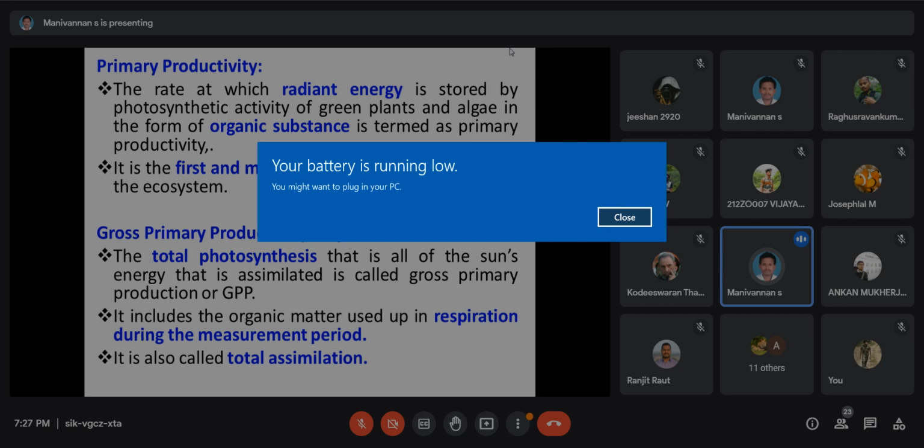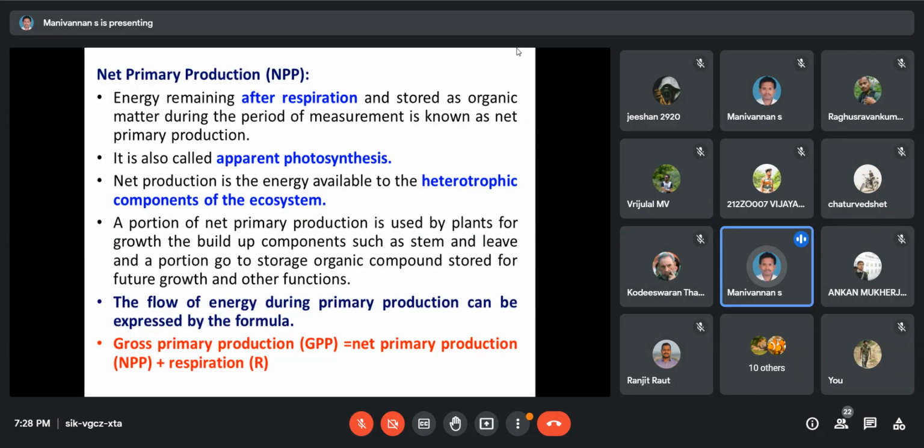Look here, I will explain. What is the net primary productivity? The energy remaining after respiration, stored as organic matter during the period of measurement, is known as the net primary productivity. It is also called apparent photosynthesis. The gross primary productivity is also known as assimilation photosynthesis, but net productivity is otherwise known as apparent photosynthesis. The net production is the energy available to the heterotrophic component of the ecosystem.